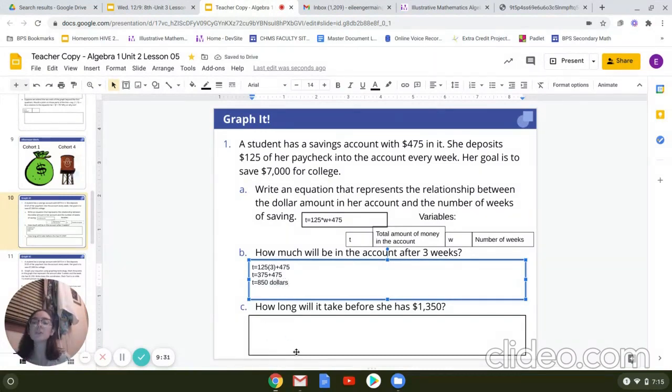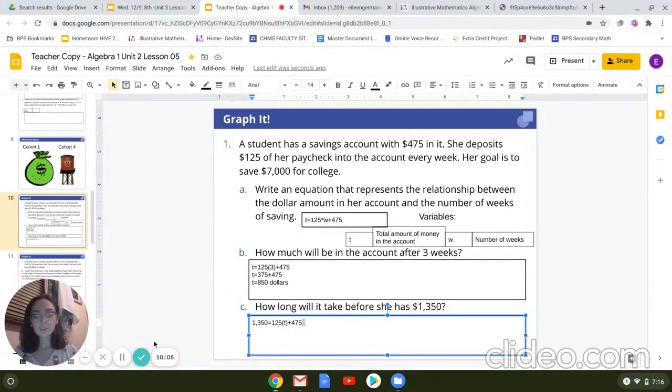Okay, if you're in your textbook, I know that this is in slightly different order, but that's okay. Now we're looking at this next piece: how long will it take for her to have 1,350 in her account. So now we're solving for W, and T is the variable we know. We're going to plug 1,350 in for T, and that will be 1,350 equals 125 times W plus 475.